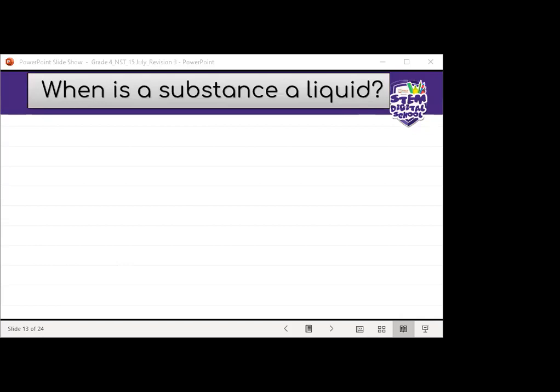Okay, Michaela, when is a substance a liquid? Ma'am, it's when something can flow, and when you pour it into a glass or something, it can take that shape. All right, beautiful. Thank you very much, Michaela, for that wonderful answer. So Michaela says it takes up the shape of what you are pouring it into.